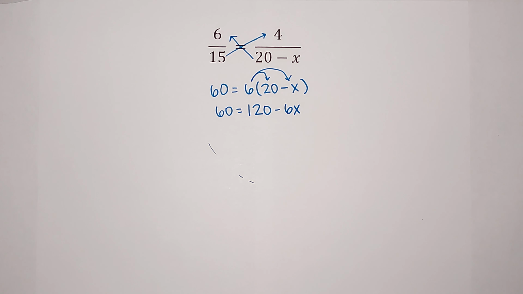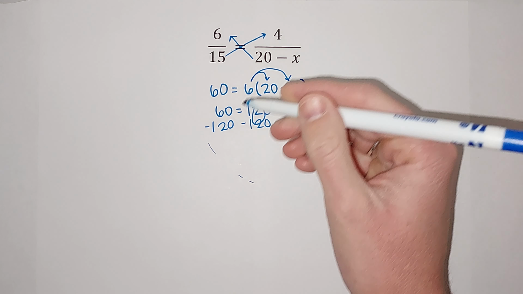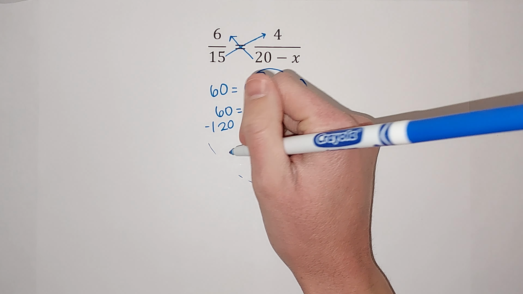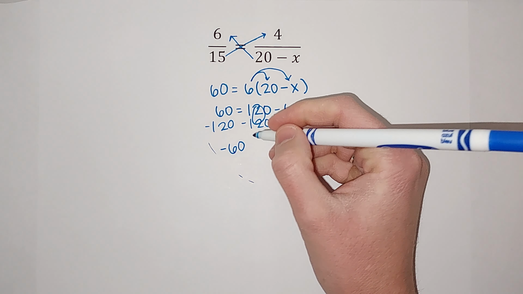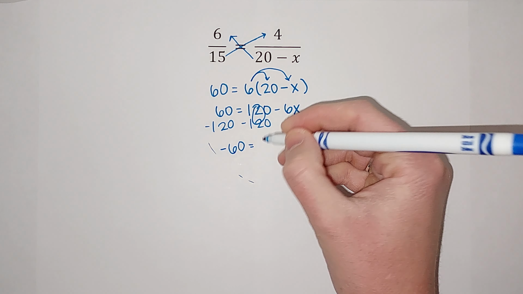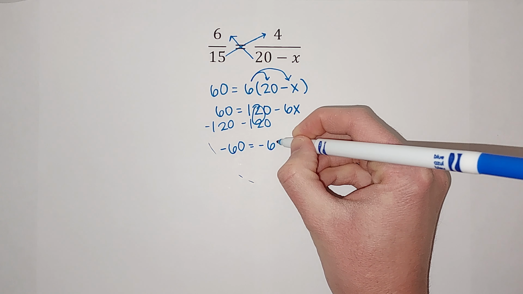Okay. Now, this is looking a lot less scary, right? We got rid of our fractions. Now I'm just solving for x, okay? So, a couple ways I could do this. I am going to subtract 120 from both sides. Okay. When I do that, 60 minus 120 gives me negative 60. Okay. And then those went away, so I'm left with negative 6x over here.